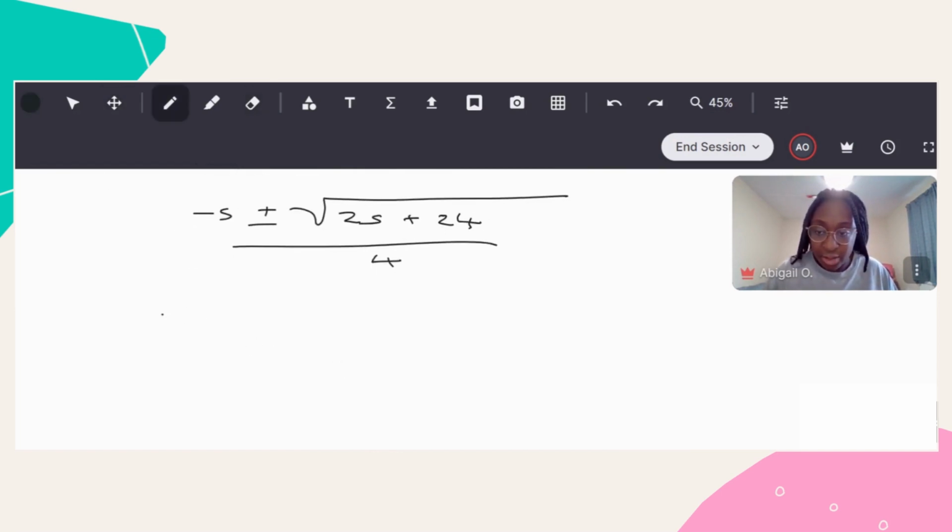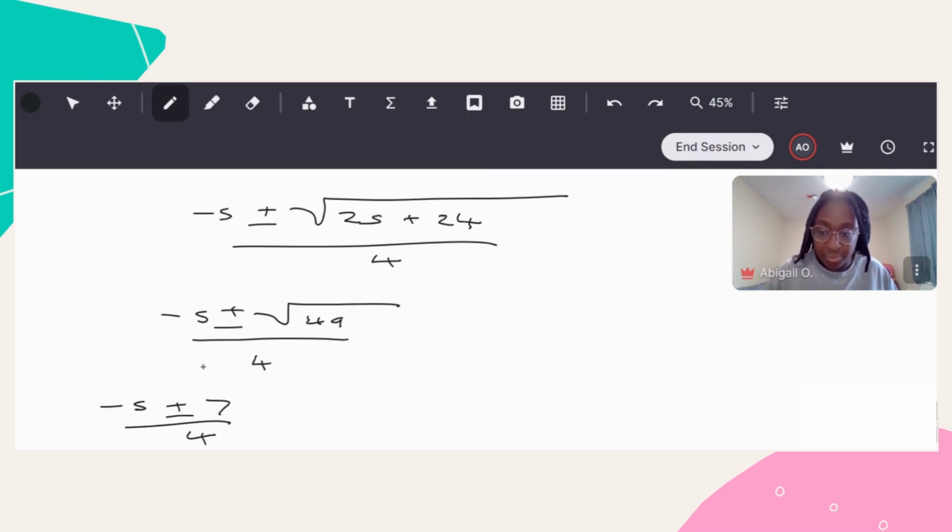Going to continue the crunching. Negative 5 plus or minus the square root of 25 plus 24, which is 49, all over 4. Crunch 49. That's going to give us negative 5 plus or minus 7 over 4.